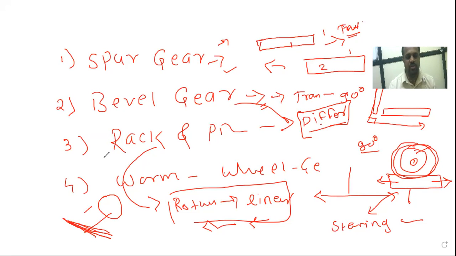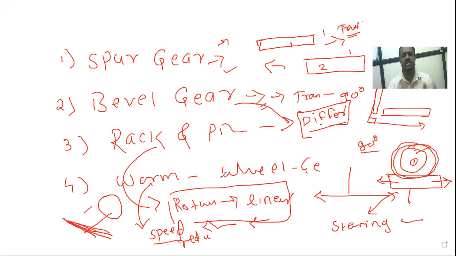In such a condition we are using the rack and pinion. Simple. Then the last type of gear remaining is the worm and worm wheel. Please tell me about the worm and worm wheel. What is the speciality of the worm and worm wheel? Anybody? Suppose we require speed reduction. For the speed reduction purpose, we are using the worm and worm wheel.